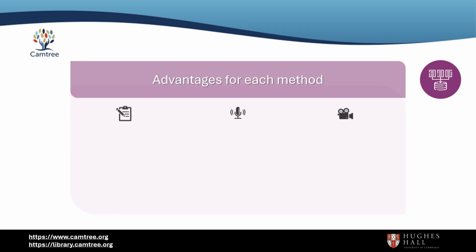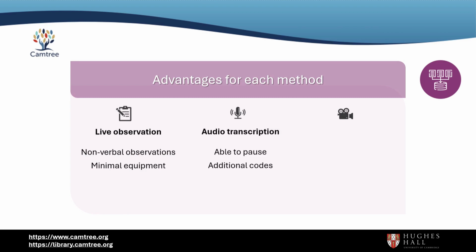With each method, there are advantages. Observing students live allows you to see what they are doing and record their body language as well. No specialist equipment is required for this method. With audio transcription, you're able to pause the recording to think as required and replay any segments. You can also add additional codes at different times. Video transcription allows you to represent non-verbal observations, pause the recording, and introduce additional codes.